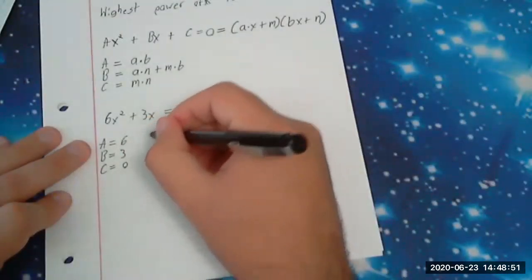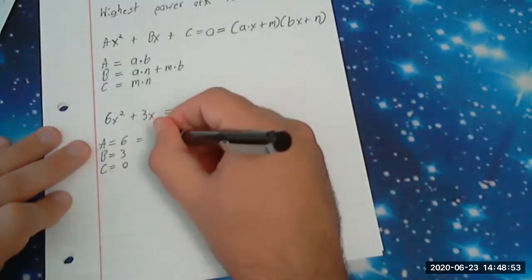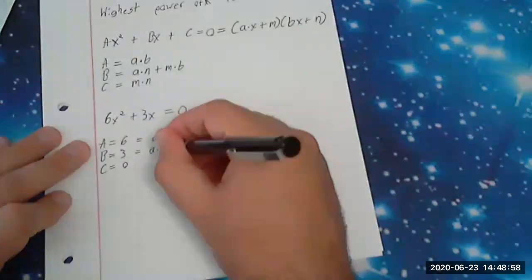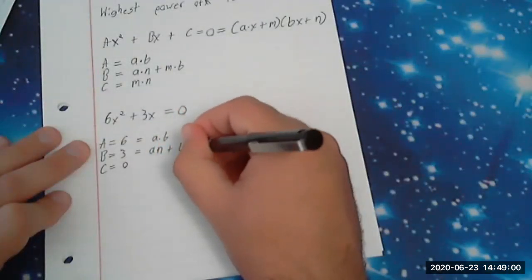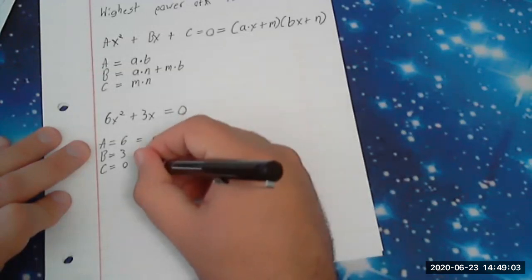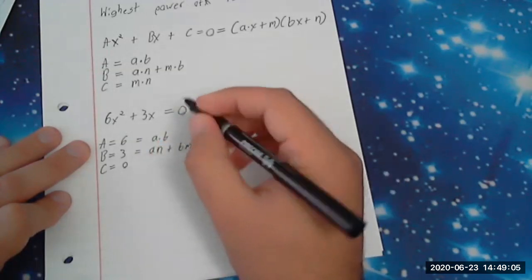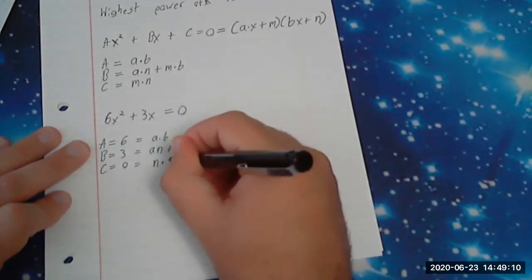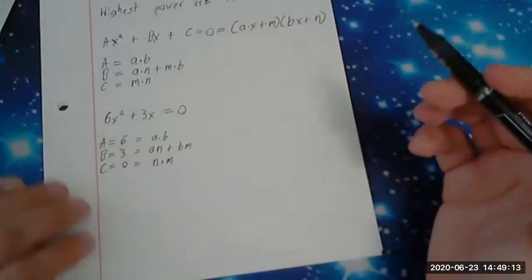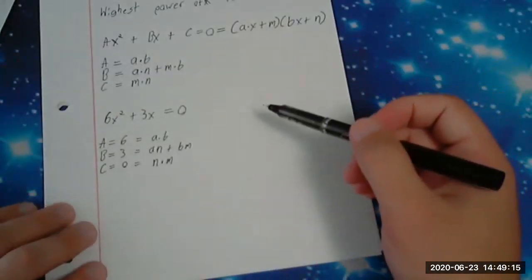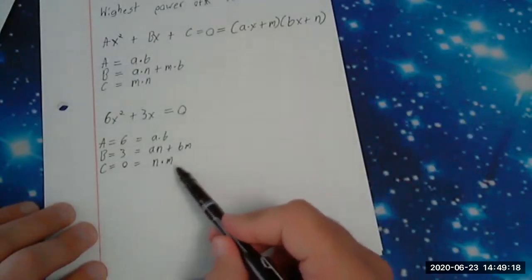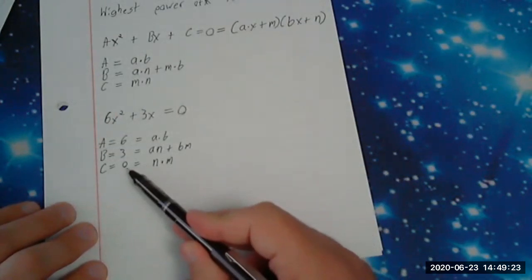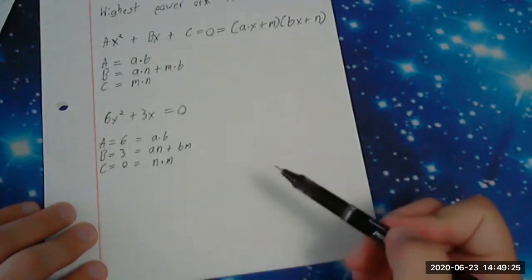So A times B, AN plus BM, and N times M. So the first thing that we can see is right here. This is the easiest one to solve. 0 equals N times M.